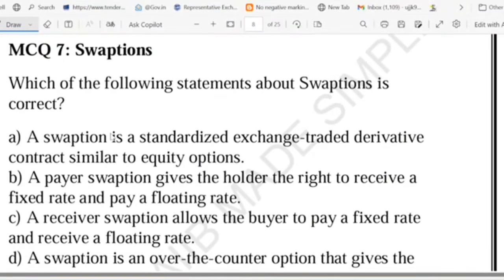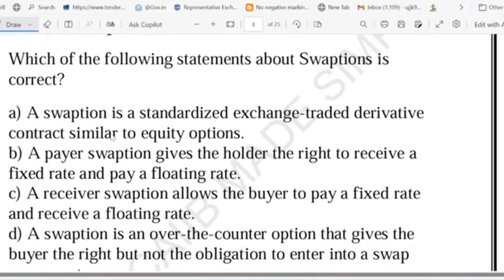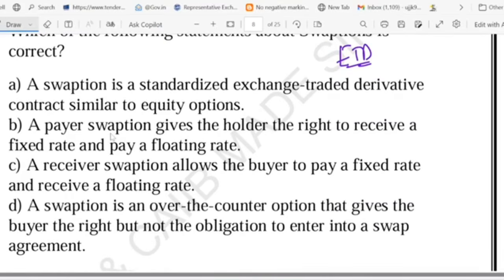Now friends, let's switch our focus to the swaption. The question is: which of the following statements about swaption is correct? Option A. Swaption is a standardized exchange-traded derivative, or ETD, contract similar to an equity option. Option B. A payer swaption gives the holder the right to receive a fixed rate and pay a floating rate. Option C. A receiver swaption allows the buyer to pay a fixed rate and receive a floating rate. Option D. A swaption is an over-the-counter option that gives the buyer the right but not the obligation to enter into a swap agreement.